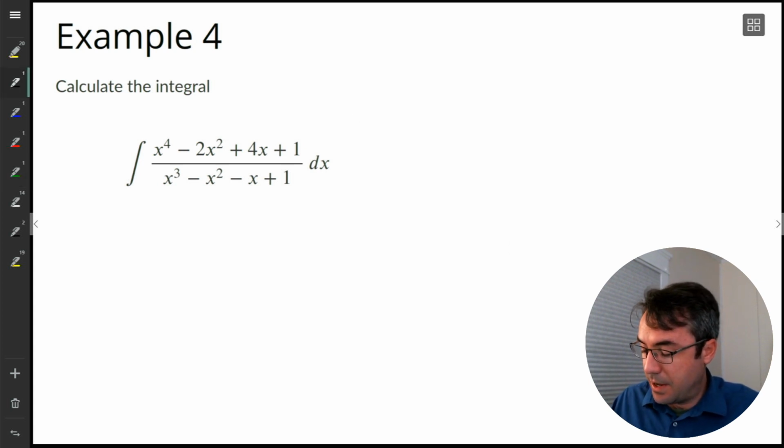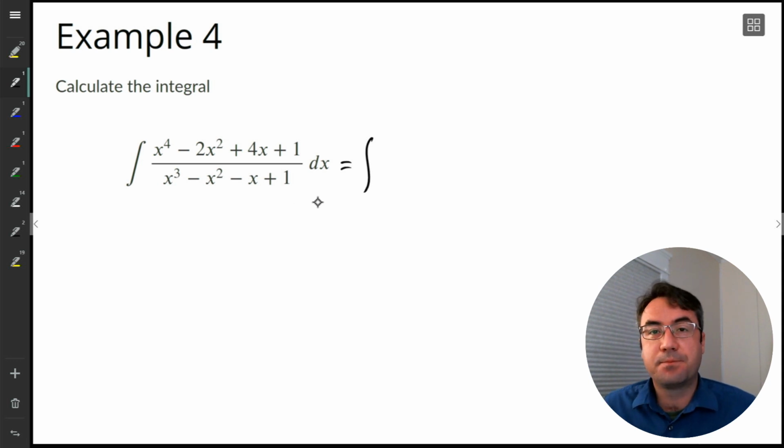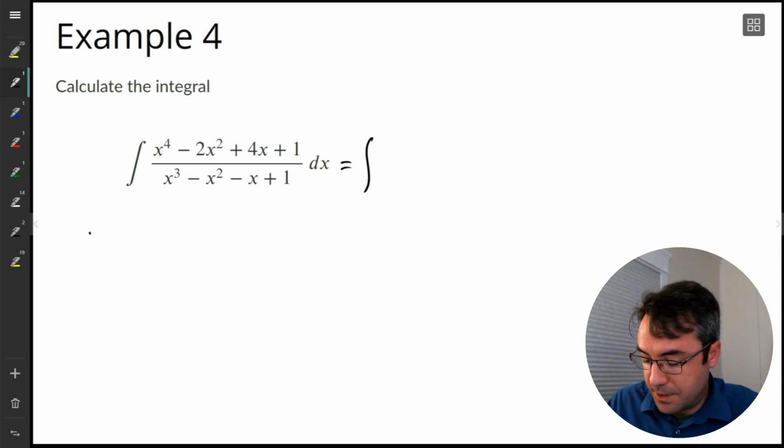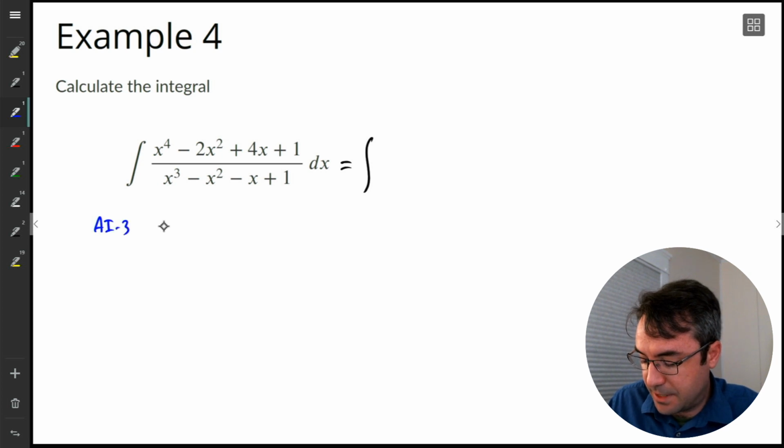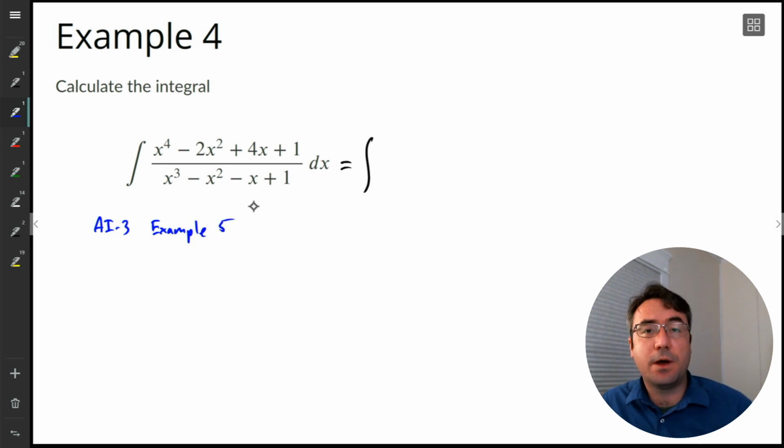So what did we end up with? Well, we did this one before. What example was this? I think this was example 5 in the last lecture. So just go back to what we did yesterday, and you'll see us go through all these steps for the decomposition. We also had to do polynomial long division.